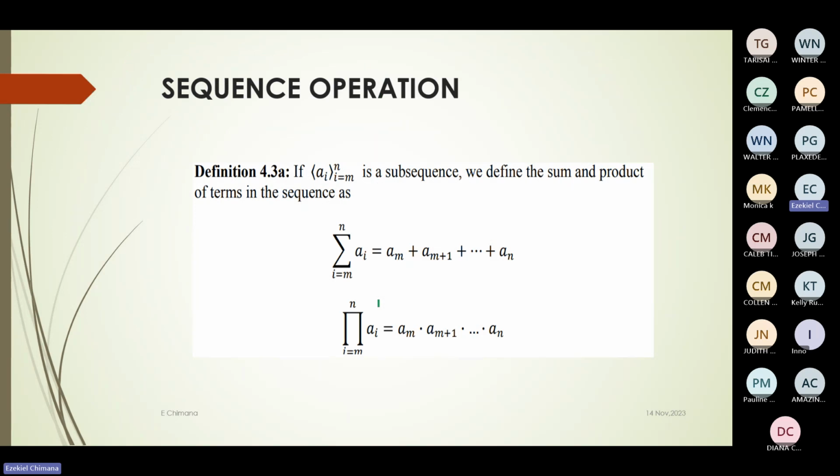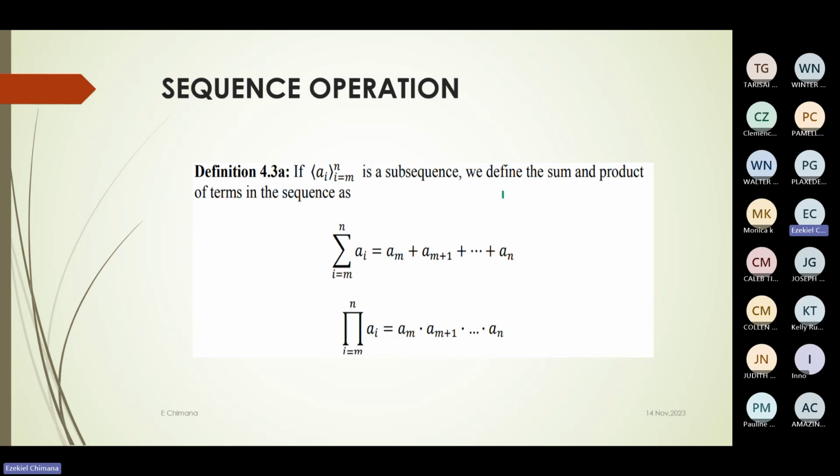The sequence operation. If a_i, from i to n, is a subsequence, then we define the sum and the product of terms in the sequence S. In other words, you can find the sum.